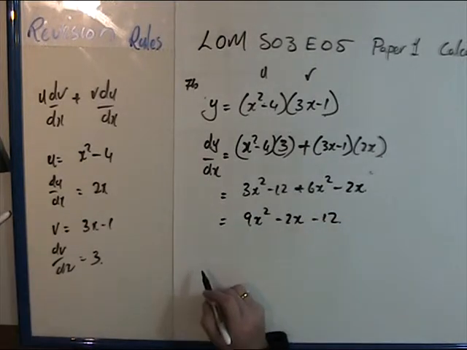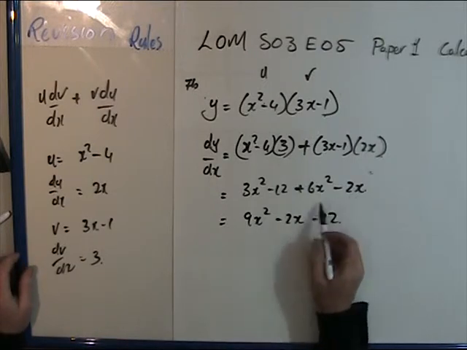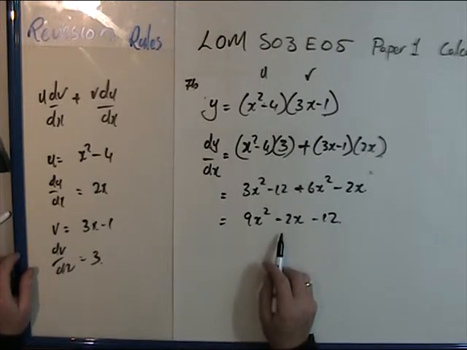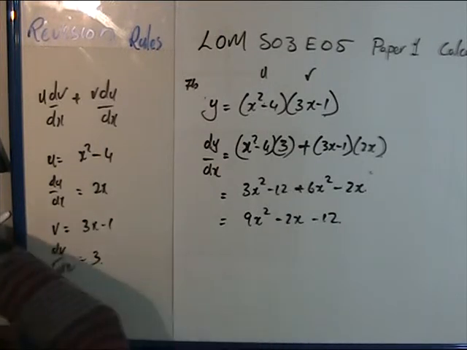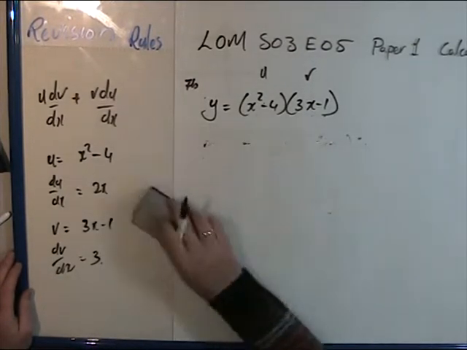Okay, it's a quadratic. It can't be reduced. I'm looking at it here and it can't be reduced. So that's it by product rule. Great, so we're motoring along here.